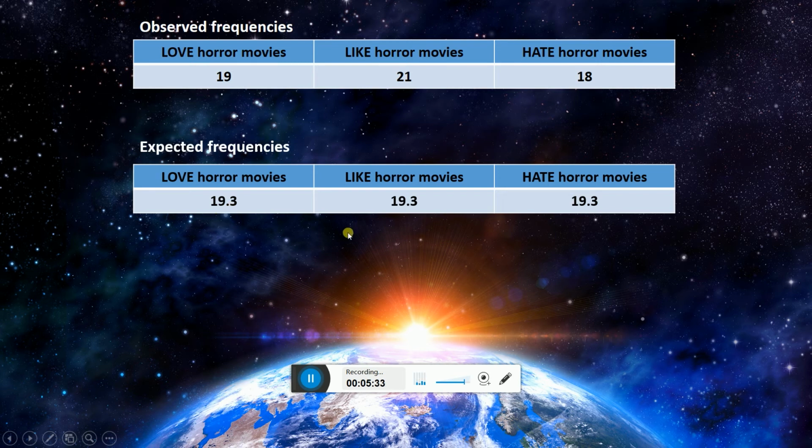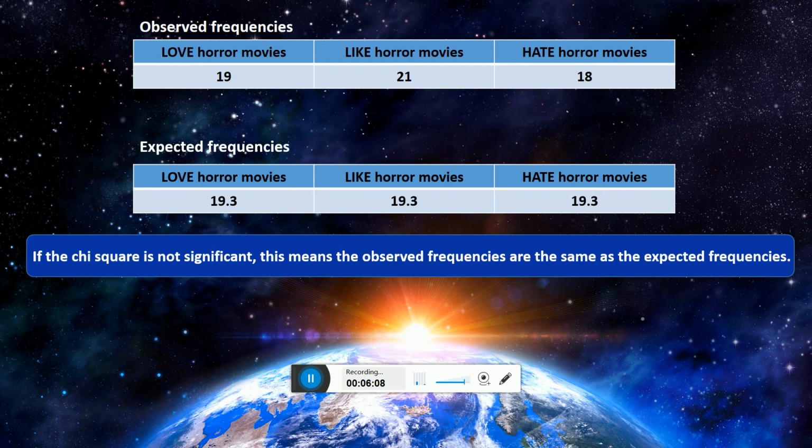Okay, so again, what we're testing with this goodness of fit test is the hypothesis that the frequencies that we observed, the 19, the 21, and the 18, are statistically equal to each other. We do that by calculating the frequencies we would expect to see if, in fact, 58 people were to be evenly divided amongst the different categories. So then the next thing we do is we run our chi-square test. We look to see whether or not it is significant.